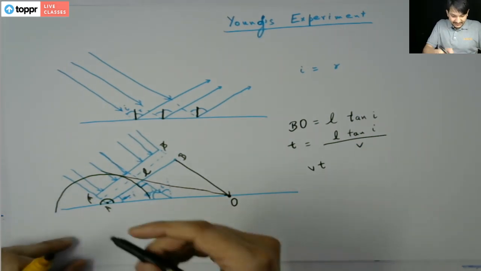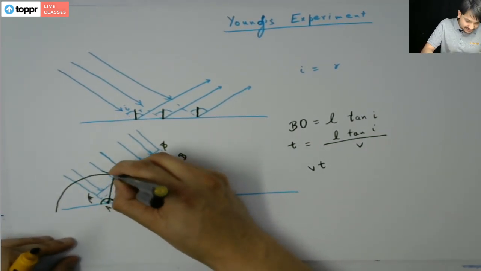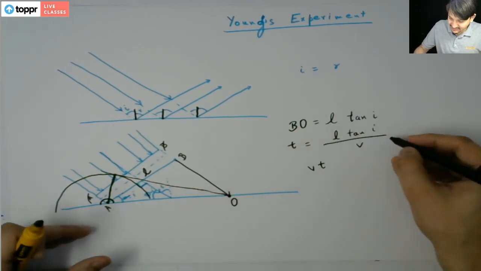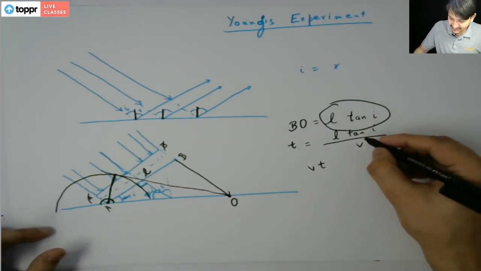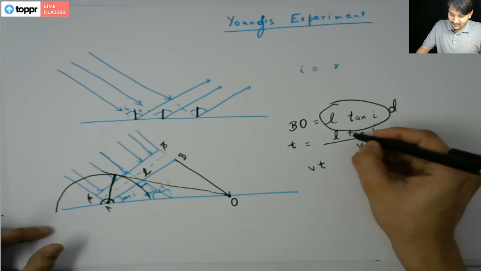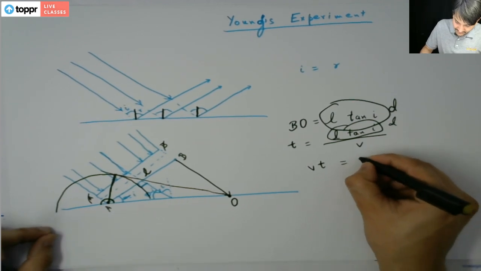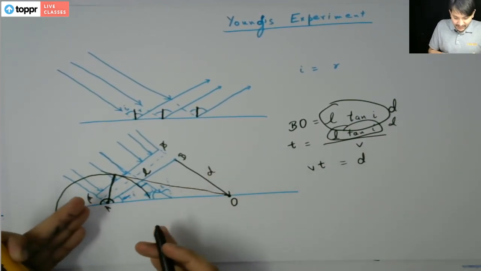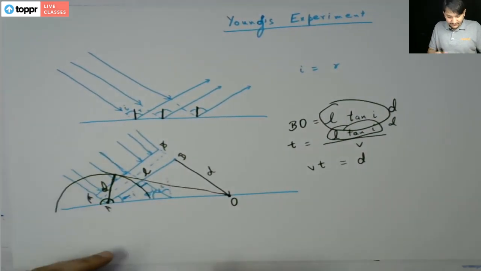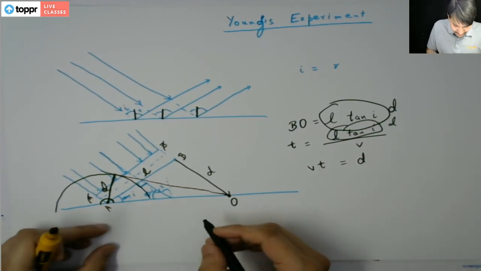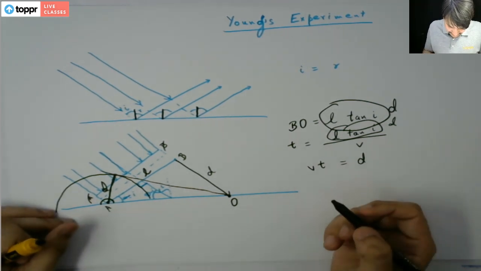Now consider again this vt. The radius vt is the same as the distance vt. We had no need to take L tan I. We could simply say this distance traveled is d, and this is also d. If you consider these two triangles, we have d equals d, we have base equals base. We know that, sorry, what am I missing here?